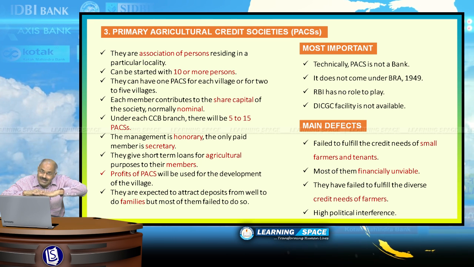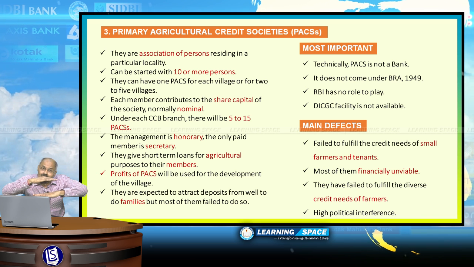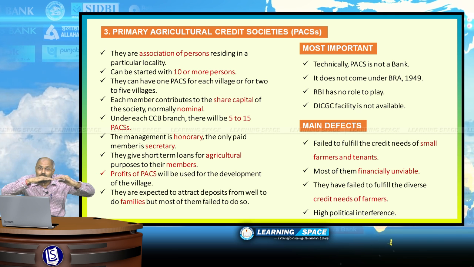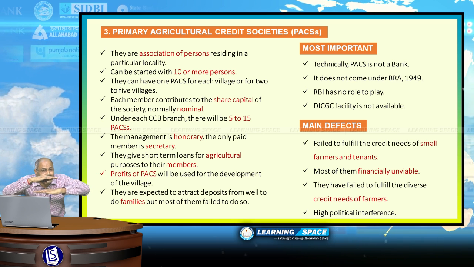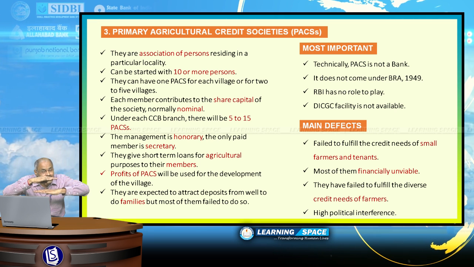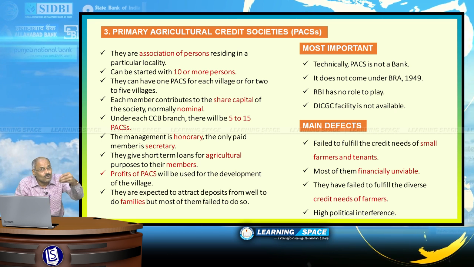This is the lowest rung in the cooperative credit system, and above it the District Central Cooperative Bank will be there. The District Central Cooperative Bank will look after the working of PACS. The remaining things I have given here, please go through them.